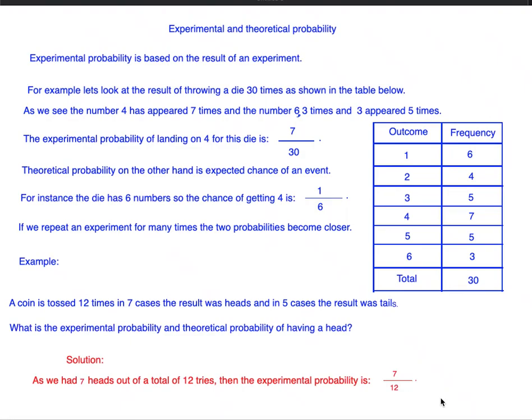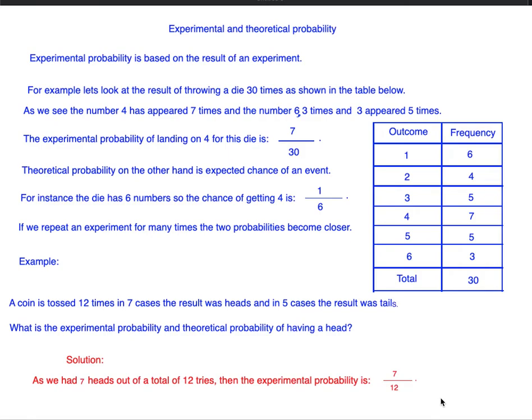Hello. Today we are looking at experimental and theoretical probabilities and their differences. Experimental probability is based on the results of an experiment.